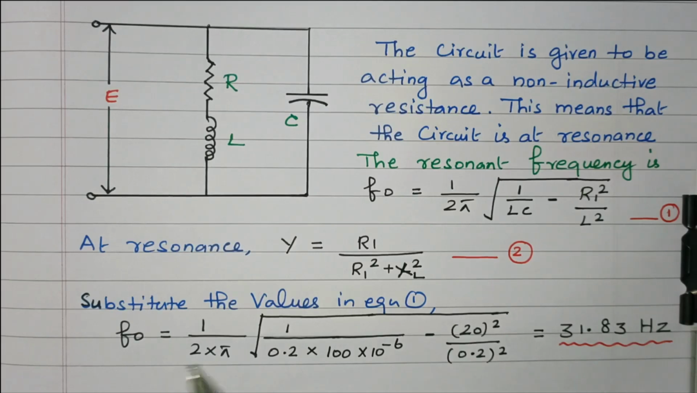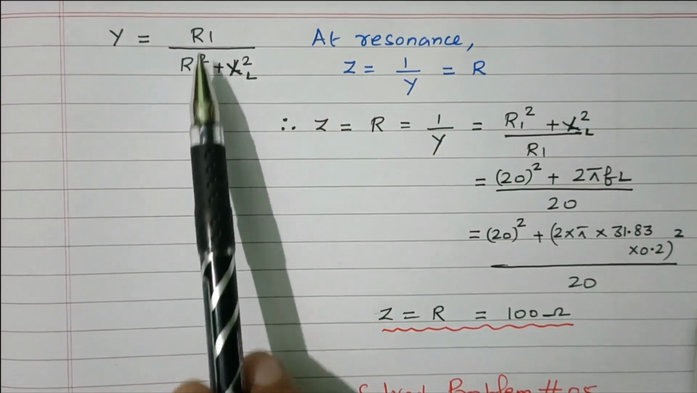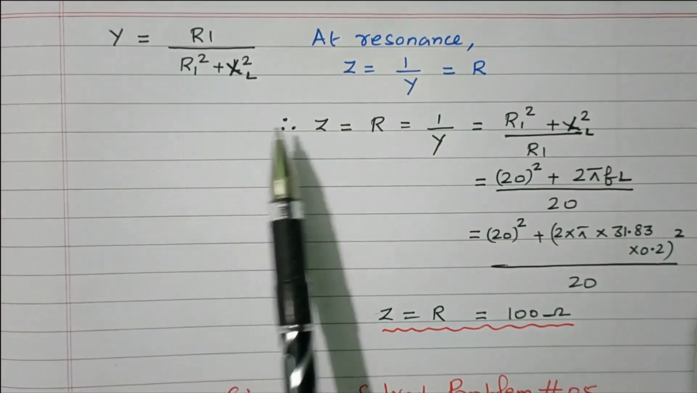Now we calculated the resonant frequency. Now we'll go for the further parameters. So one more formula, the admittance Y equal to R1 divided by R1 square plus XL square. This is under the resonant condition.